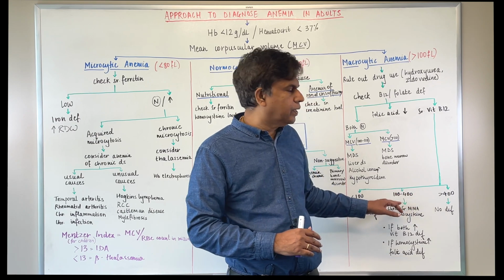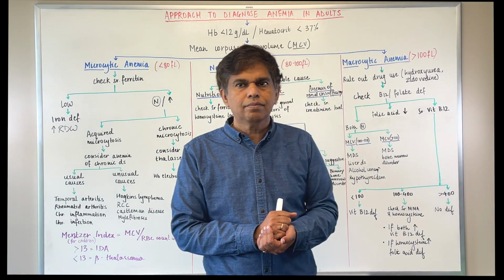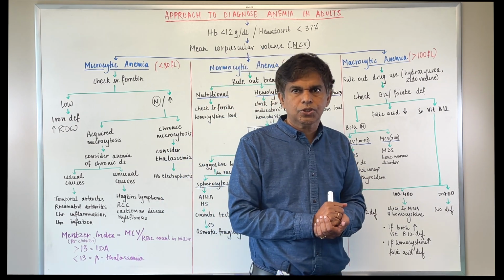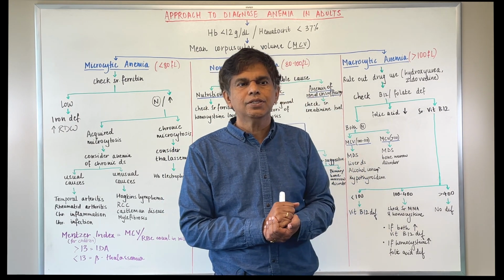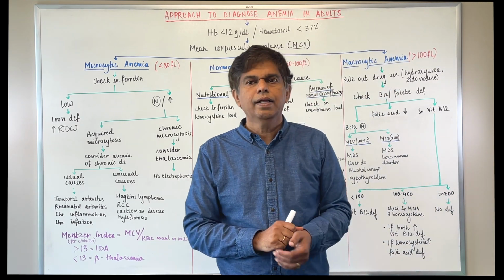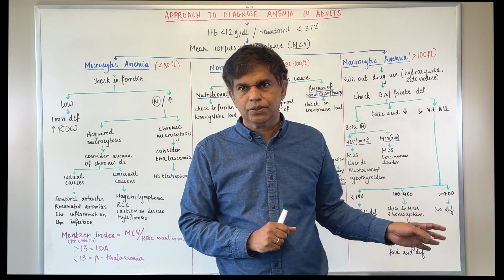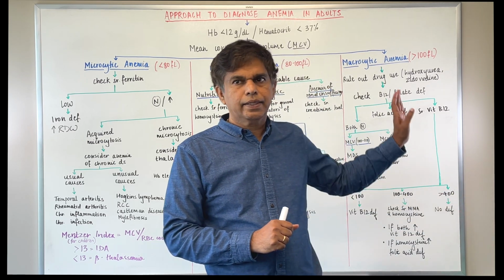If it is in that range, you have to order two tests. Which ones? Methylmalonic acid and homocysteine. So if it is vitamin B12 deficiency, both of them are going to be elevated, okay? If only homocysteine is elevated, it's folate deficiency, okay? Everybody got that? That's the megaloblastic.